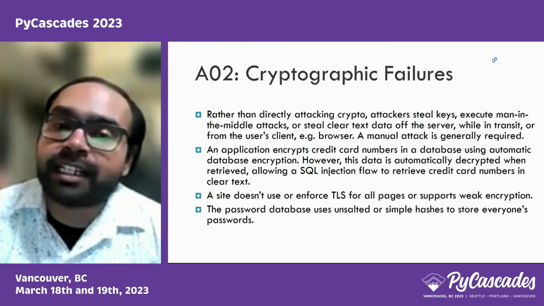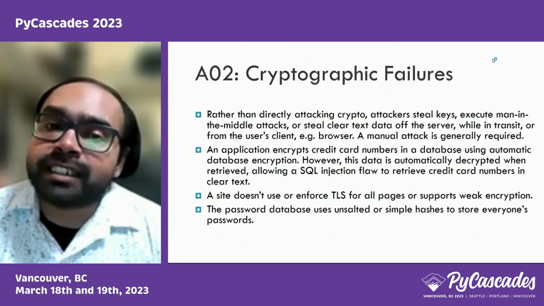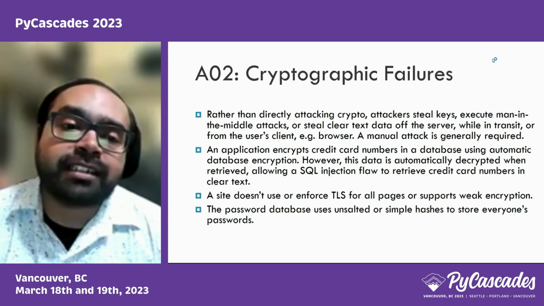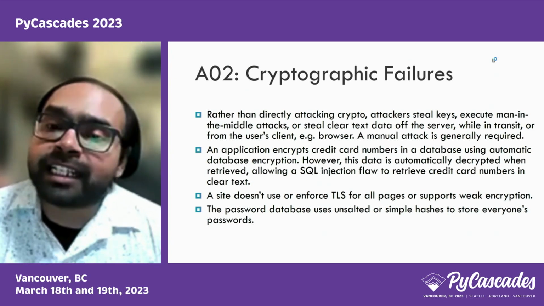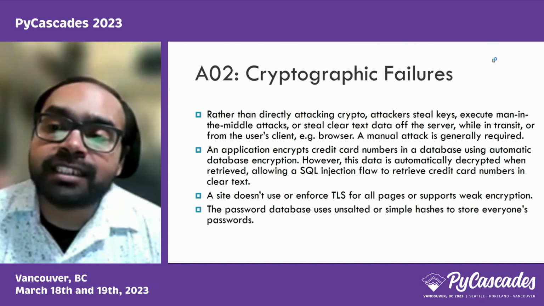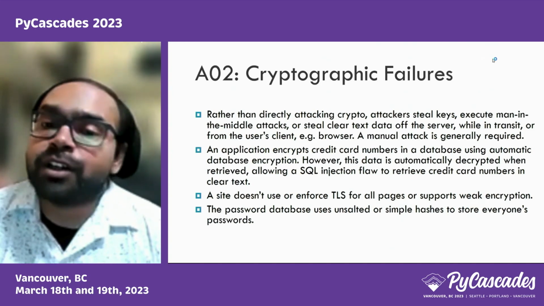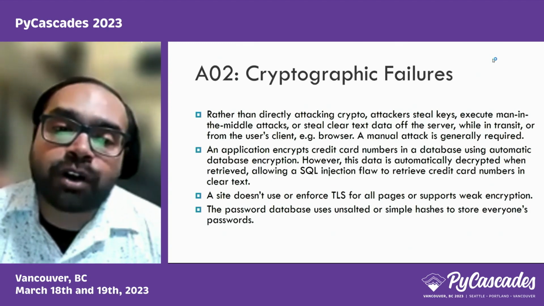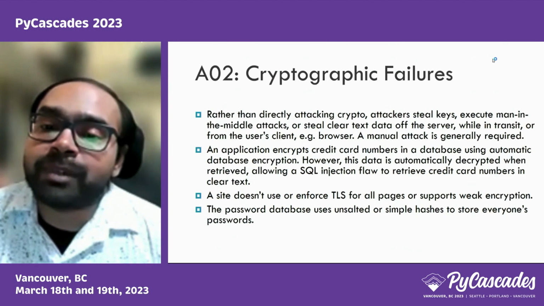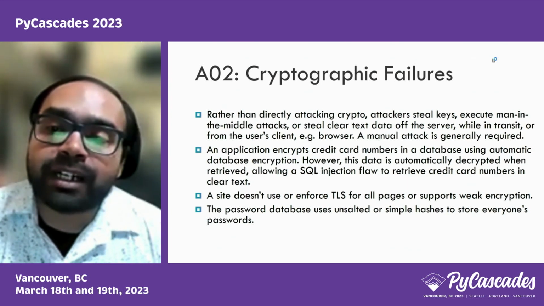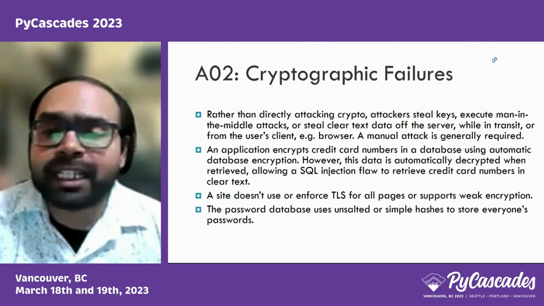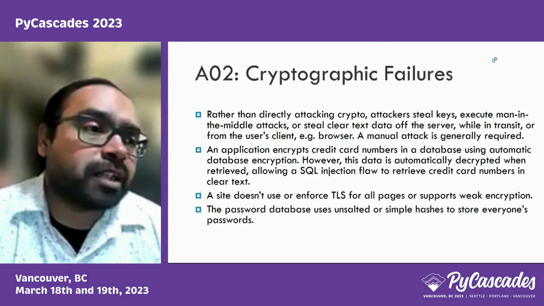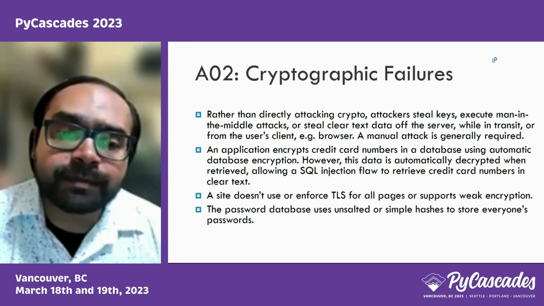Now let us discuss the second vulnerability, that is cryptographic failures. Here, rather than directly attacking the crypto, attackers steal keys, execute man in the middle attacks, or steal clear text data from the server while in transit or from the user's client, for example the browser. Here manual attack is generally required. Again, they can route all the requests through tools like Burp Suite or Wireshark.